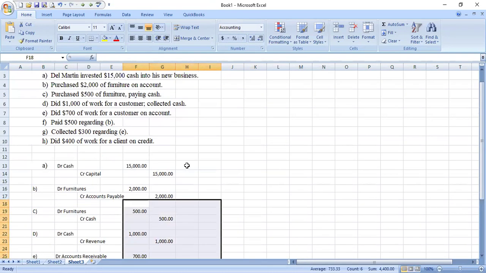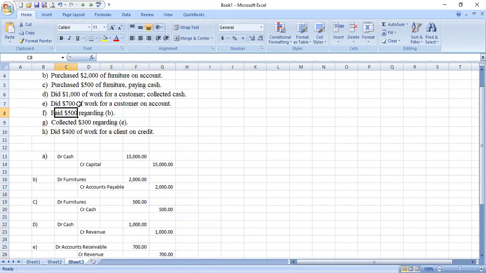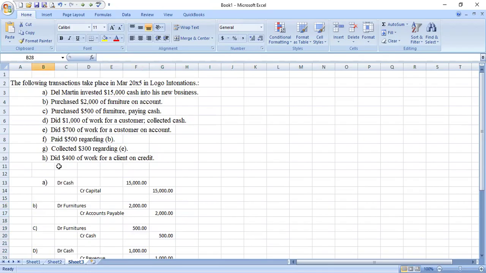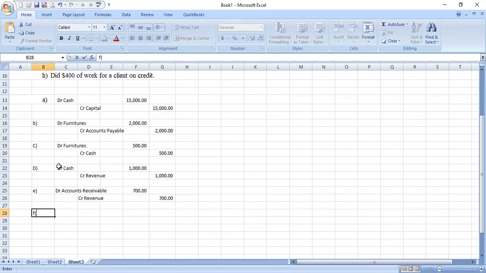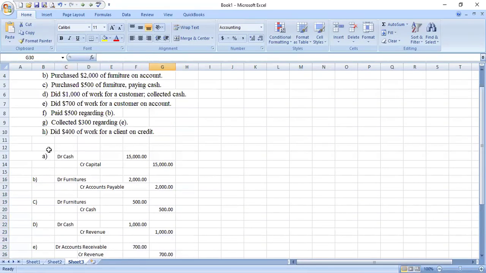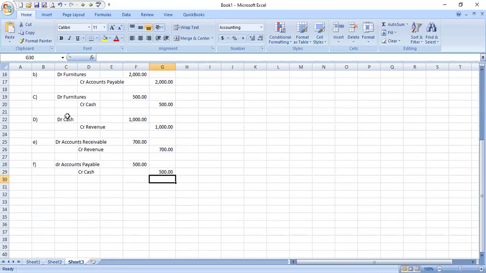What's the next thing that happened? We paid $500 for the furnitures. Let's pay those $500 for the furnitures. F. What will that be? Debit. Now we have to reduce our liability. Debit accounts payable with $500 and credit. From where did we get it? Credit cash. In the next transaction, what happened is now the client pays us $300. The one that didn't pay us $700, now he pays $300. What did we get now?